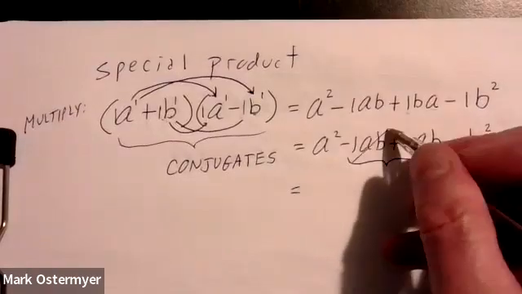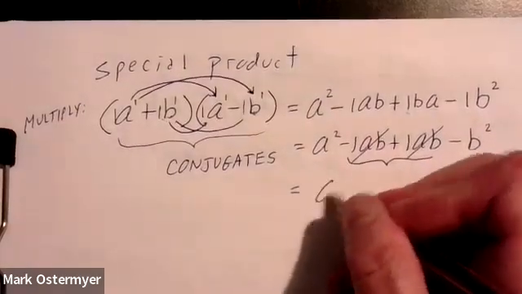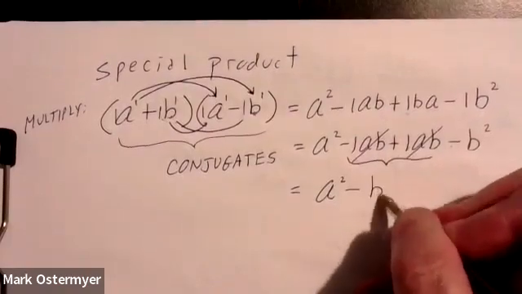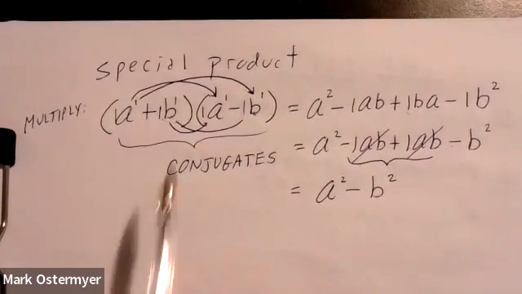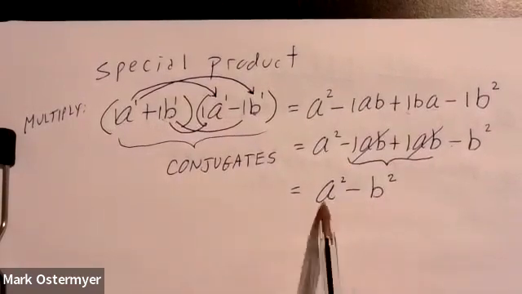So the AB terms drop out of the picture. They cancel out. They add up to 0. In other words, they're gone. And we're left with A squared minus B squared. An interesting thing occurs when you multiply two conjugate binomials together. You're left with this for a product. You don't have any middle term.